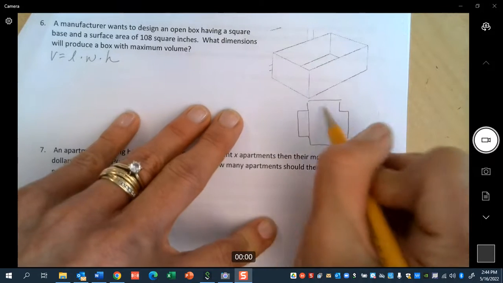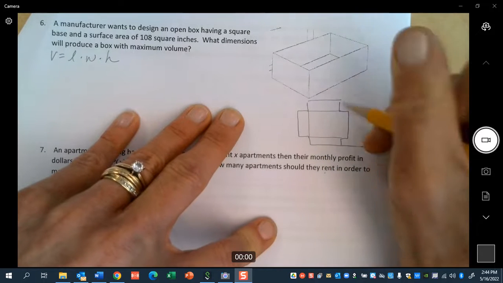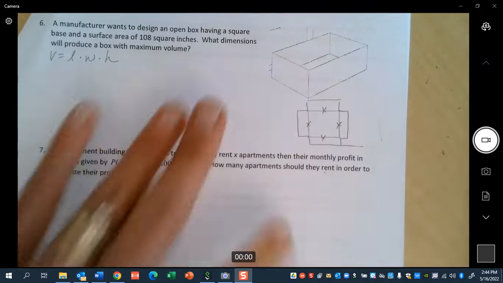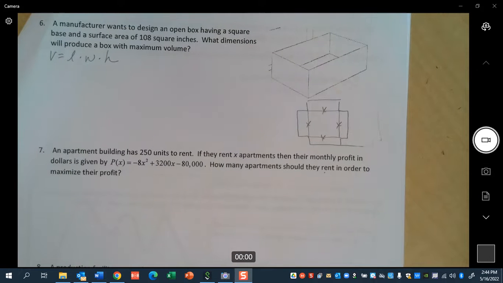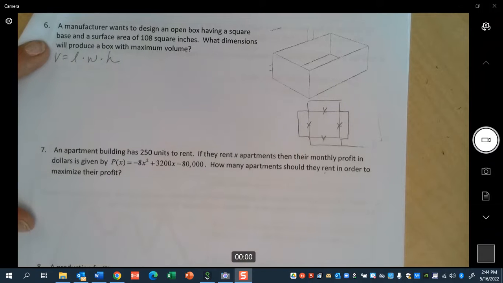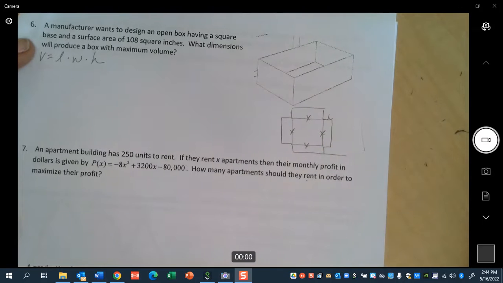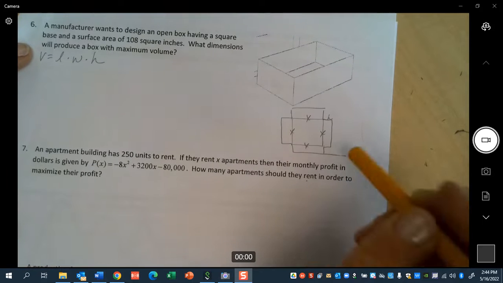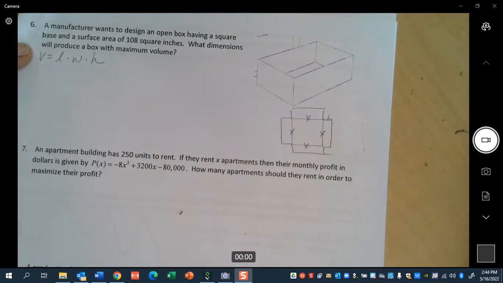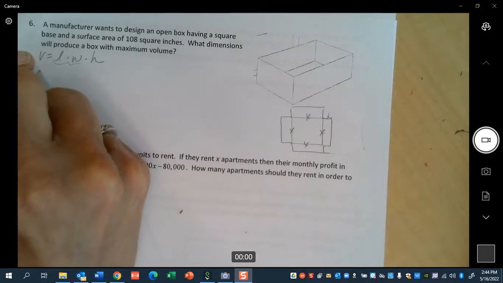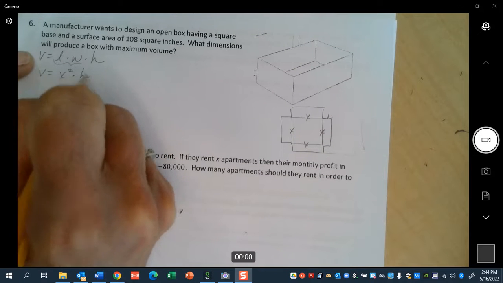So when I draw the base of my box, this is x. When I go to find my height, my surface area, meanwhile, has this height to it. That's my box. My volume, my length and width, I can say is x squared times my height.